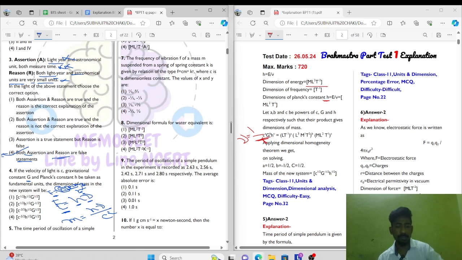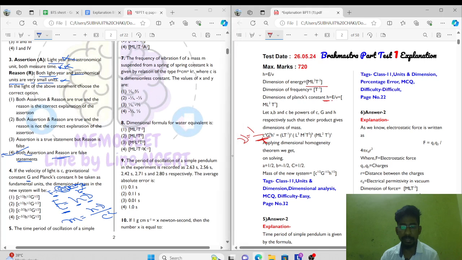So the dimension of h will become E by nu, where E is M L square T minus 2 and frequency is T inverse. From this you will get M L square T minus 1. Now if you put the values here, what will you get?